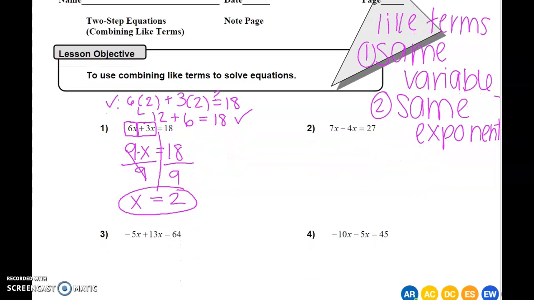So now I'm going to do the same thing with number 2. So I have an x here and an x here, and they have the same exponent, which would be 1. And then I'm just going to add these. So I have a positive 7 and negative 4, so those are different signs. So I'm going to subtract. So 7 minus 4 is 3. And then I'm going to keep the sign of the larger number. So my larger number is 7, and 7 is positive, so I'm going to keep that positive sign in front of the 3x, and that still equals 27. And now the same steps from over here. To undo this multiplication, to isolate x or get it alone, I'm going to divide by 3 on both sides, and I get x equals 9.